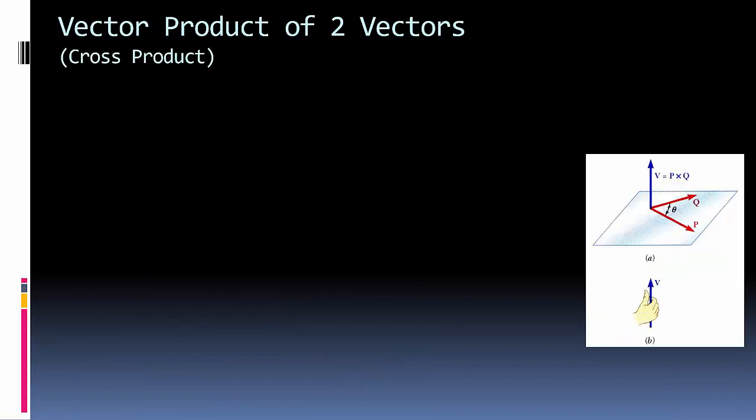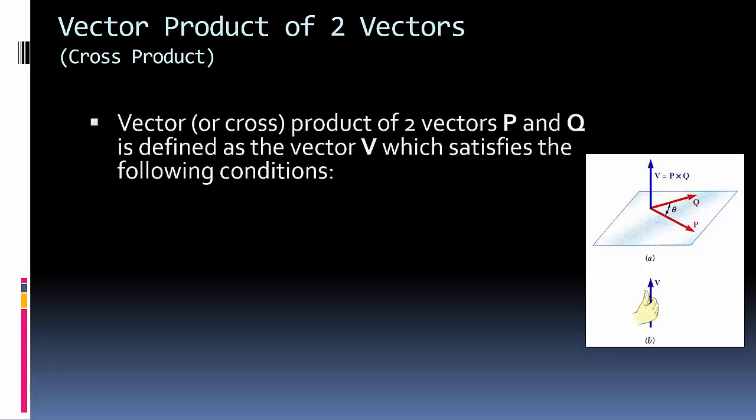Okay. Let's talk about a vector product or a cross product of two vectors. It's referred to as a vector product because the output is a vector. Most everywhere in math, you're going to see it referred to as a cross product. Okay, what is a vector or cross product?